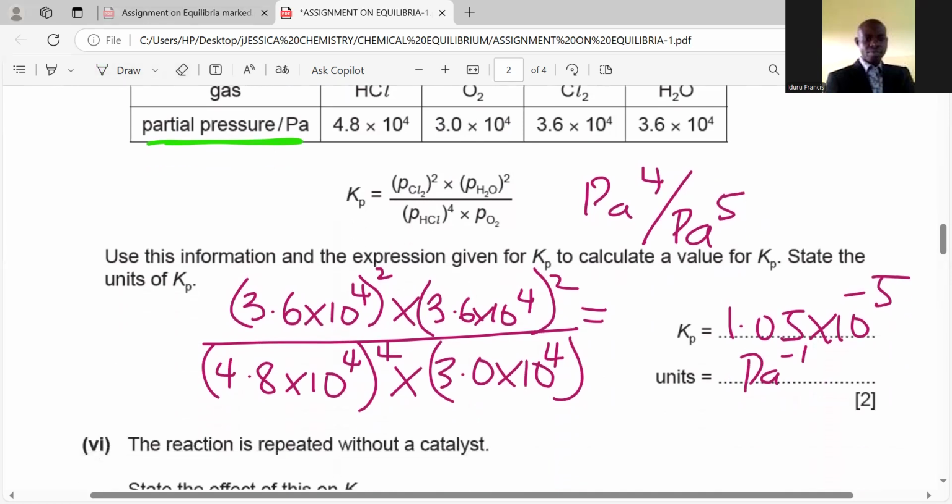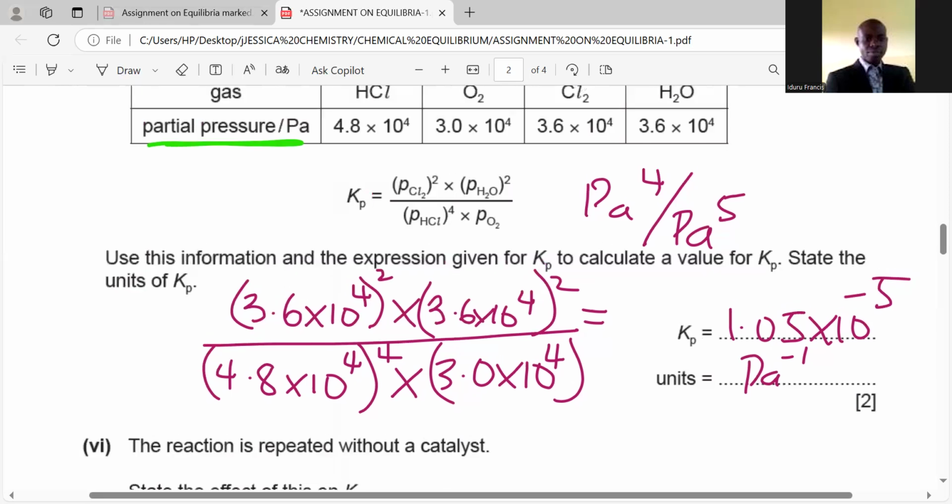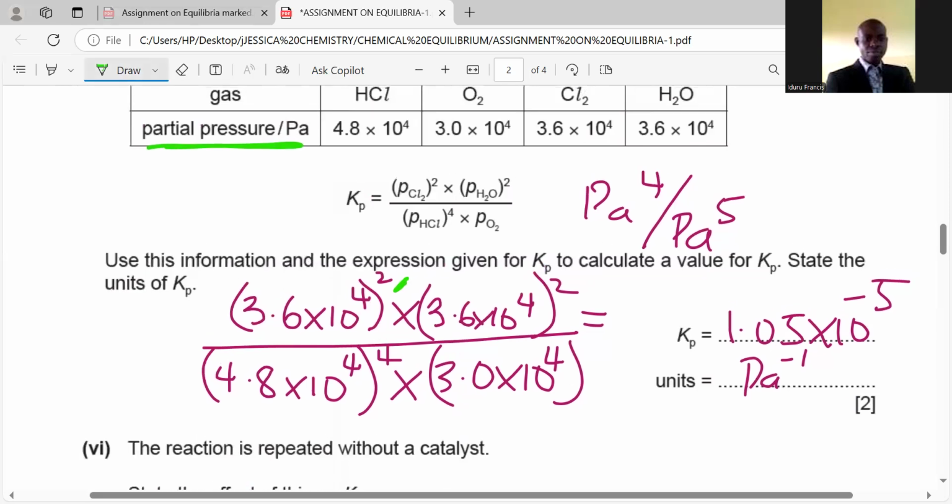Looking at this, use the information and the expression given for Kp to calculate the value of Kp and state the unit for Kp. Just putting in the values, following the formula, we're going to find 1.05 times 10 power minus 5 for the Kp of the reaction. Then the pressure: if you look at the unit, we have square here, and we have to power 4, 1.